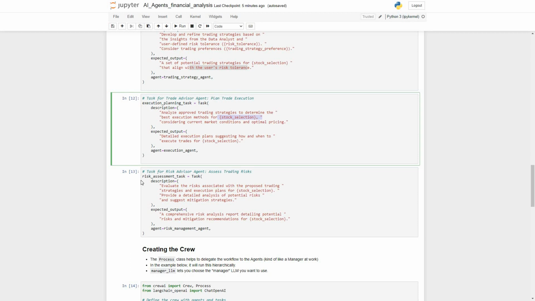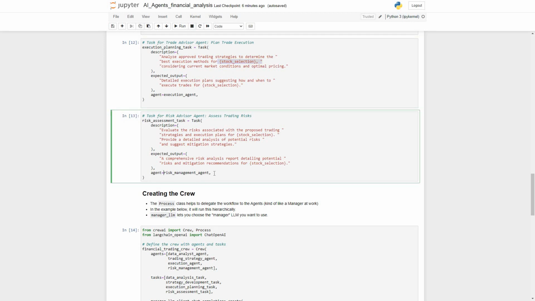And lastly, again, a risk assessment task. Evaluate the risk associated with the proposed trading strategy. Evaluate strategies and execution plans for that particular stock, provide a detailed analysis of the potential risk and suggest mitigation strategies, with a comprehensive risk analysis and report detailing the potential risks.